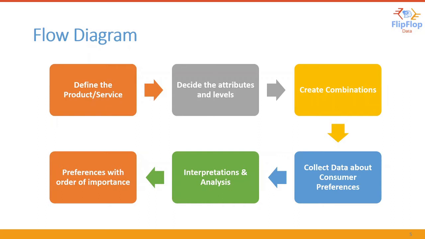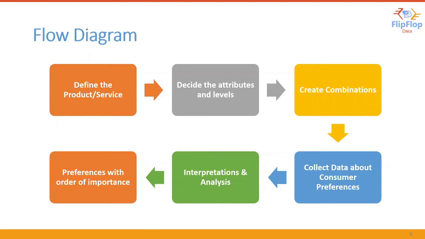Third comes creating combinations and sharing them with users or consumers to rate those combinations on a chosen scale. Fourth is collecting those rated data with a check on quality. So, data collected should be unambiguous and consistent. Fifth is considering these rated combinations for analysis and interpretation. Then, sixth and last is coming up with final preferences in the order of importance.